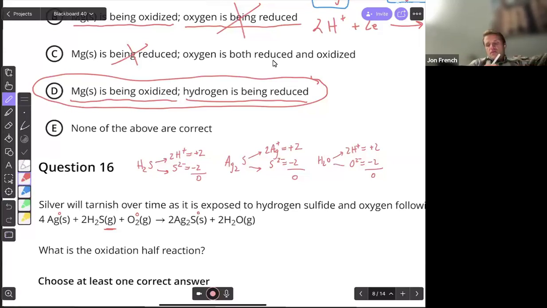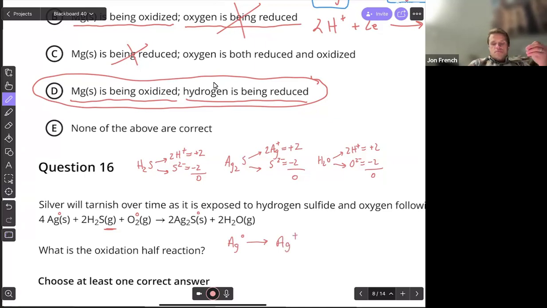So we'll write those two half reactions and balance them out. Hopefully this helps Ethan. Yeah, write the half reactions. So here's one half reaction. Silver, 0 goes to silver +1. How does it do that? It has to lose an electron. And to balance this out, say I've got 4 silver zeros going to 4 silver +1s. They each lose 1 electron, so 4 electrons. That is oxidation.